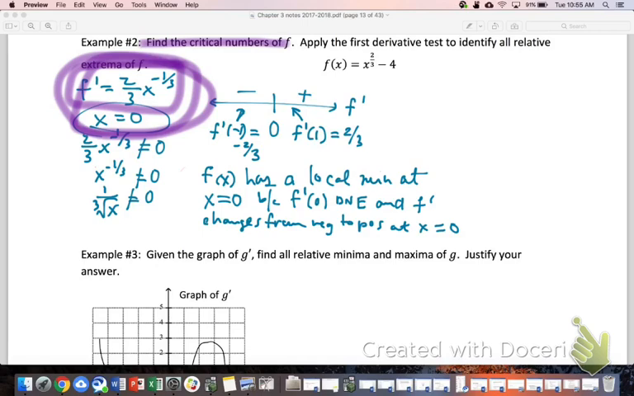Yeah. Is relative and local interchangeable? Yeah, relative or local. I'll take one or the other. They mean the same thing.